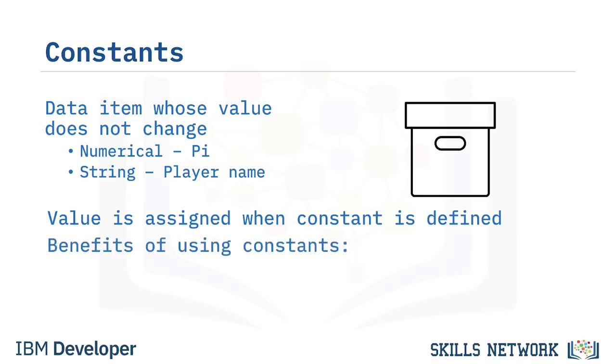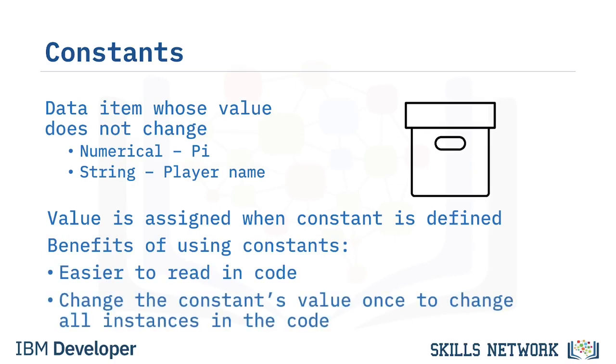There are a couple of major benefits to using constants in your programs. One is for ease of readability in your code, and the other is that if the specified value changes in the future, you only need to change it once on the constant, rather than finding every instance of that numerical value within your code and changing it.